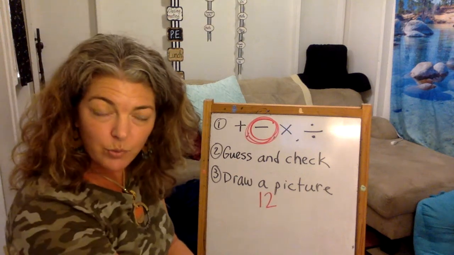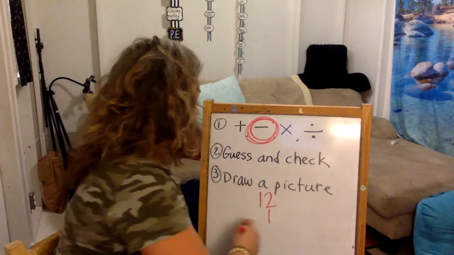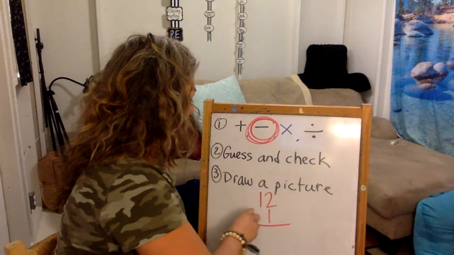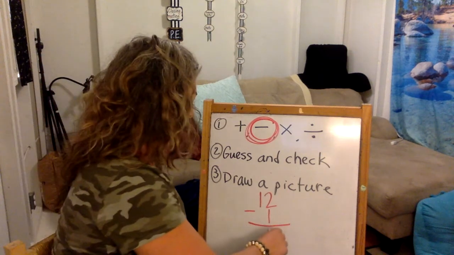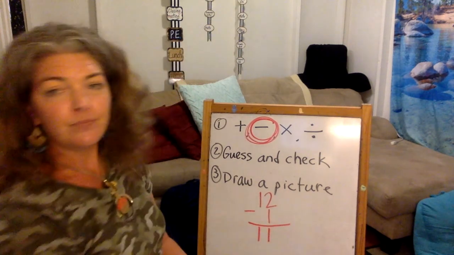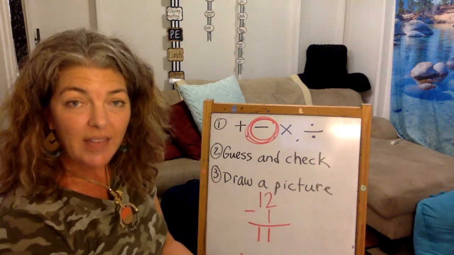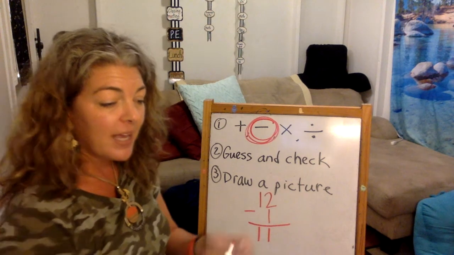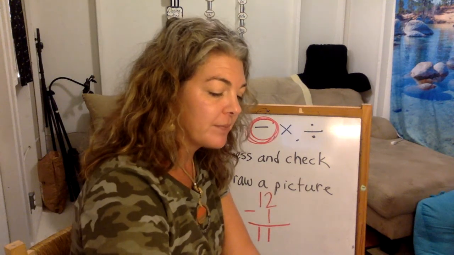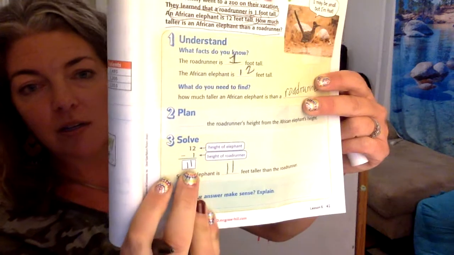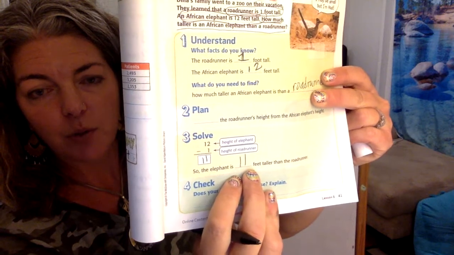And how tall was that road runner? 1 foot high. If I use subtraction and I subtract 1 from 12, I'm going to get the answer 11. And I know that that's what's left over. That's the difference between that elephant and that road runner. My elephant is 11 feet taller than the road runner. And I've done this one on solve. My elephant is 11 feet taller than my road runner.